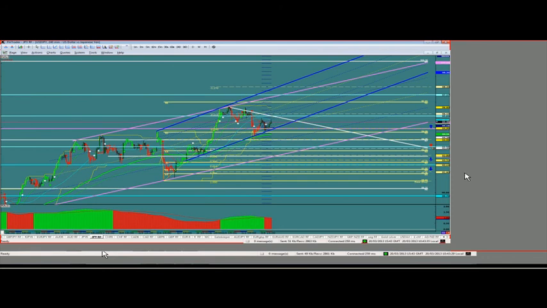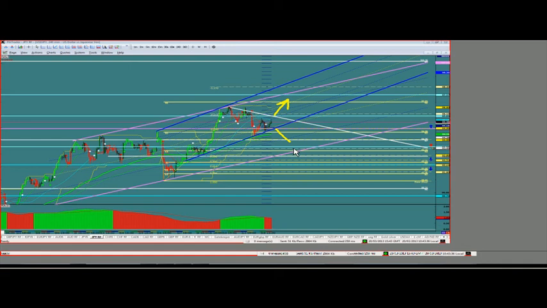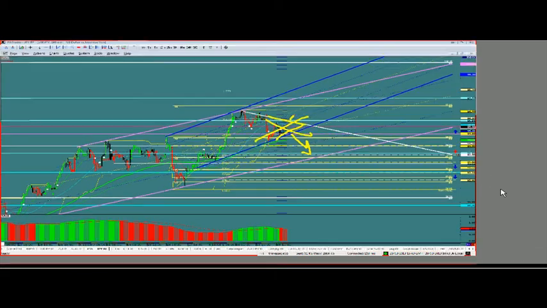Dollar yen, we're still inside the wedge. We don't have anything to do on this dollar yen until we either break out north or we break out south. While we're in the wedge, we're out of this trade.